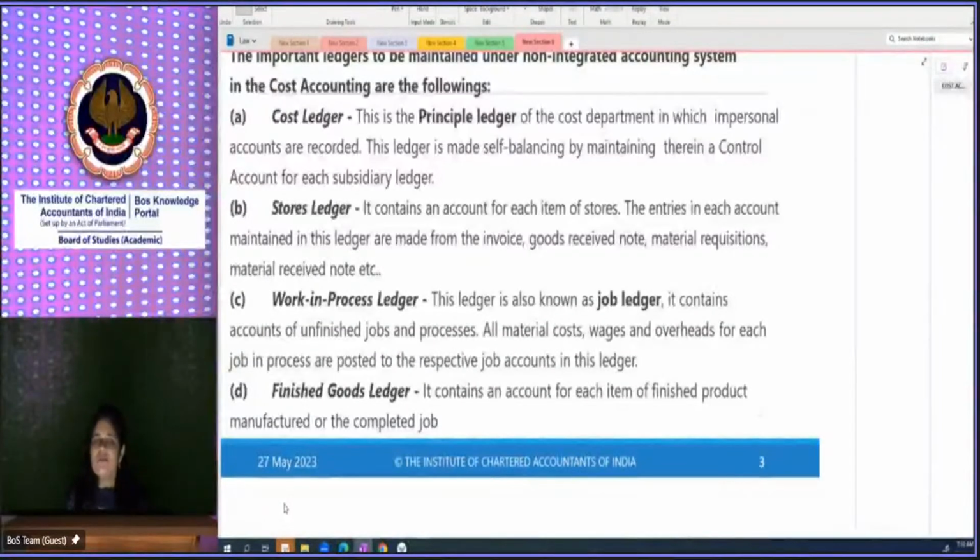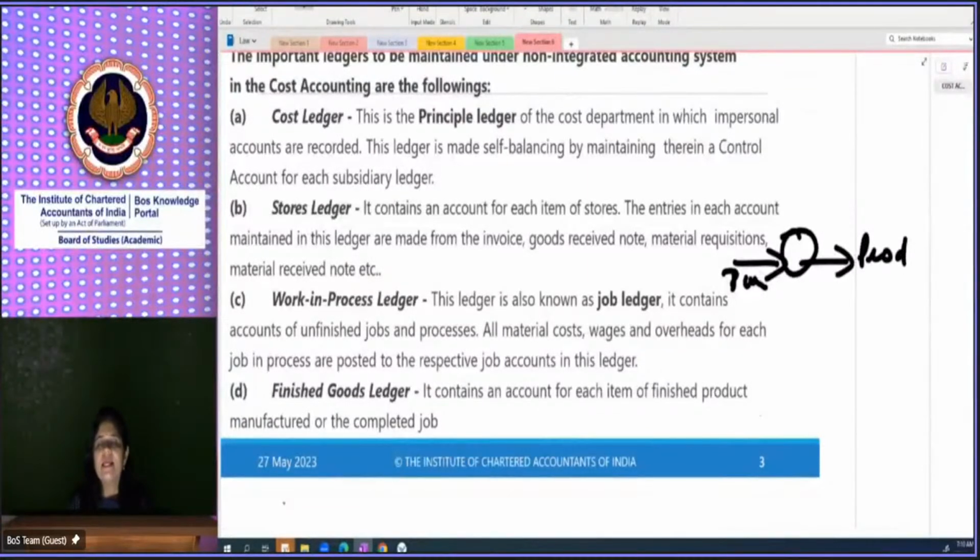Stores ledger is basically for all the materials which come to the organization and the material which goes out for production. All right. So we are purchasing the material from outside and then we are issuing it for production. So the stores ledger basically accounts for every movement of material, purchasing from outside and then issuing to the production or to other departments.